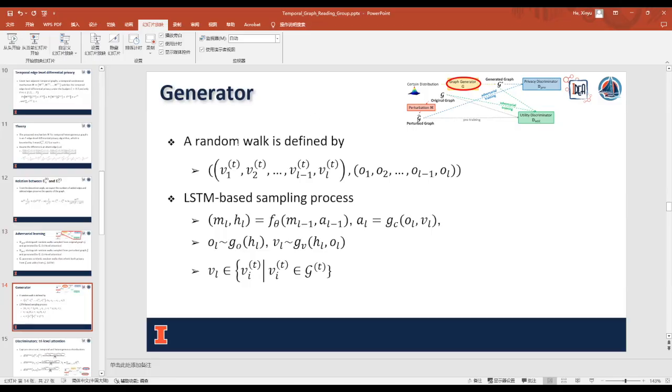A random walk in the temporal heterogeneous graph is defined as follows, which includes a set of temporal nodes and also their node types. We use an LSTM-based sampling process that involves an LSTM cell that has the current state, the memory state, and the hidden states. Generally, we first sample the current node type from the hidden states, and then we generate the sampled nodes based on the sampled node type and the hidden states. Here we do not add the time superscript of the V, but just keep in mind that it has a timestamp going with this node.